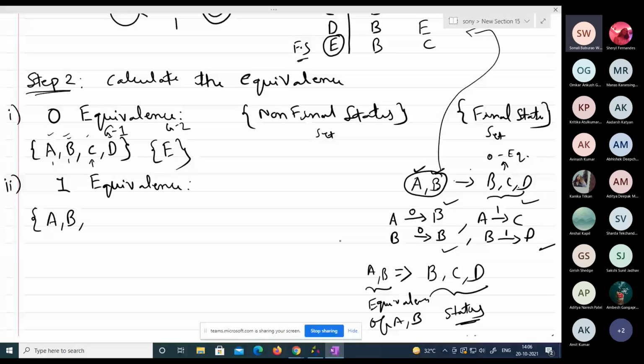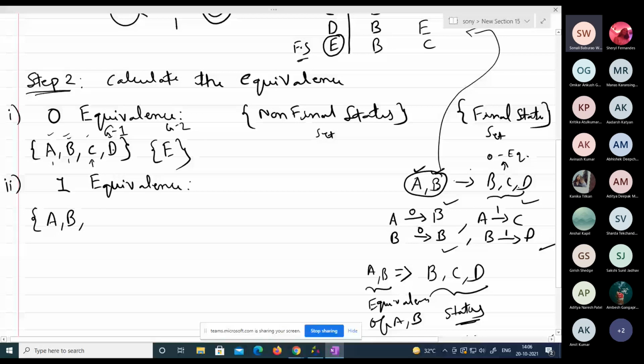Okay, now this A and B are done. I have already included A and B in my one equivalent set. Now what's the other next state over here? C. My next states are C and D, right? Is this clear?